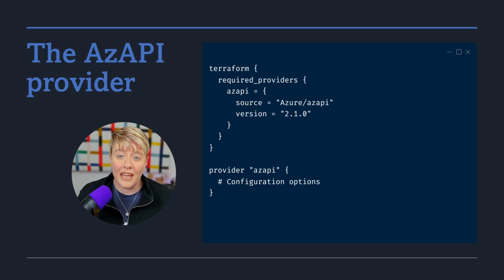Now you've also got the AzAPI provider, and that is also developed and maintained by Microsoft, and it gives you early access to the latest Azure features, making it perfect for testing and proof of concept environments. If you want cutting edge functionality, AzAPI is your go-to. Now again, if you have a look at the code on the screen, we can see here that we're calling that API from the source. We're changing the provider we're going to use to that Azure API one.